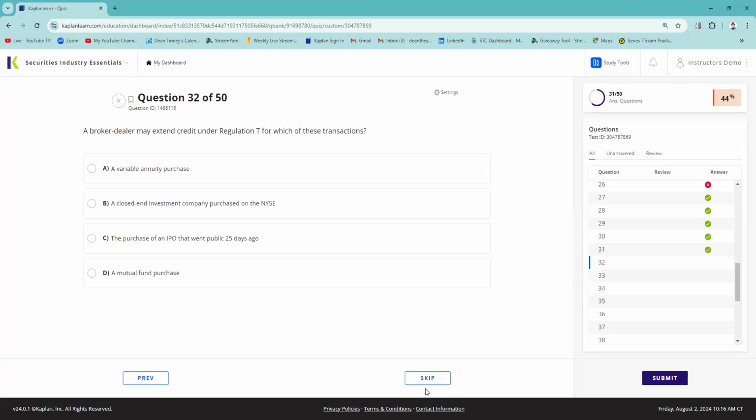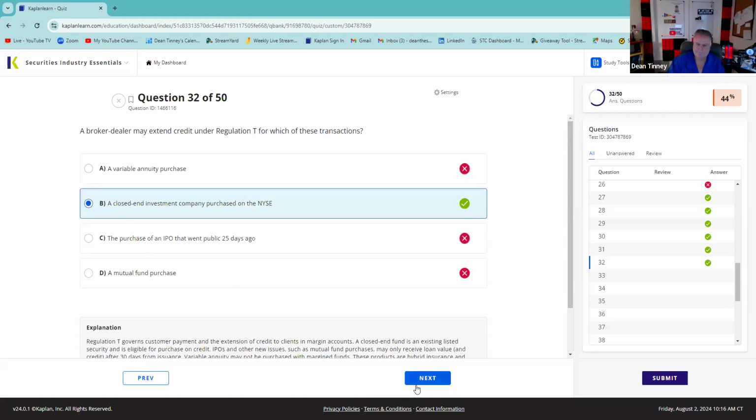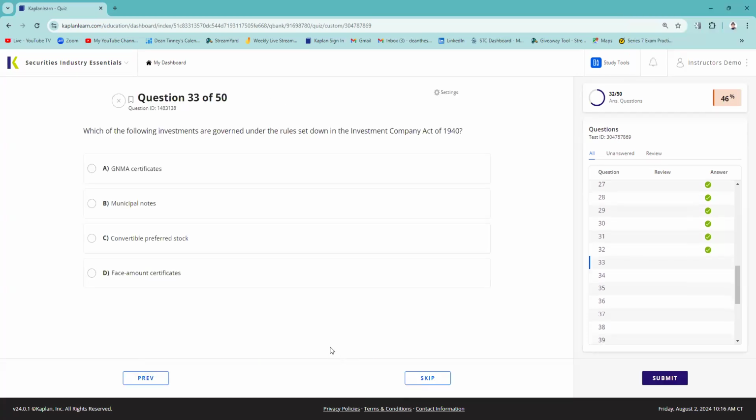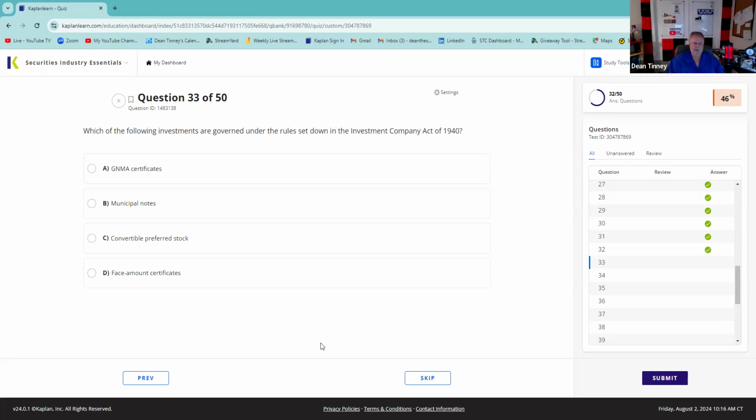Okay, yeah, I was leaning towards B. Yeah, I read variable annuity. I knew that. Which of the following investments are governed under the rules set under the Investment Company Act of 1940? So one of these is a mutual fund, the other three are not.